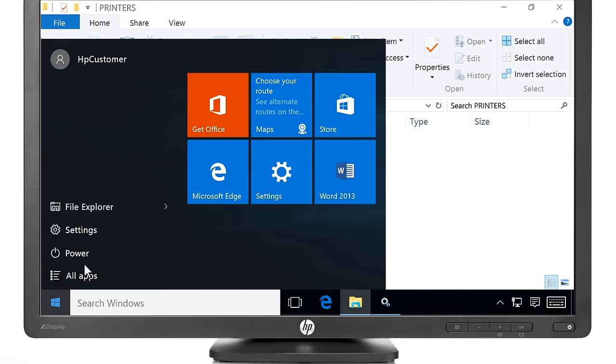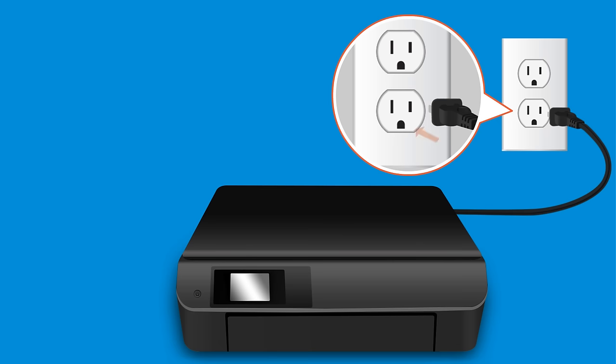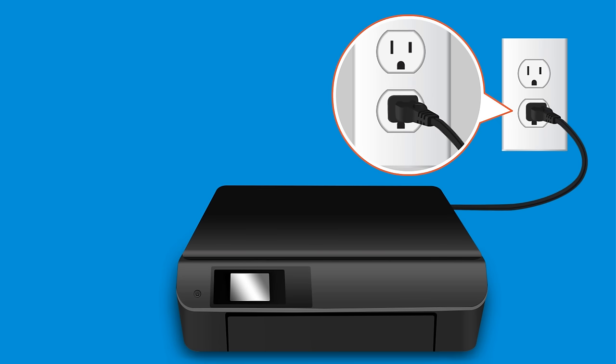Shut down your computer from the Start menu in Windows. Make sure the printer has been unplugged for at least 60 seconds, and then plug the power cord back into a wall outlet.